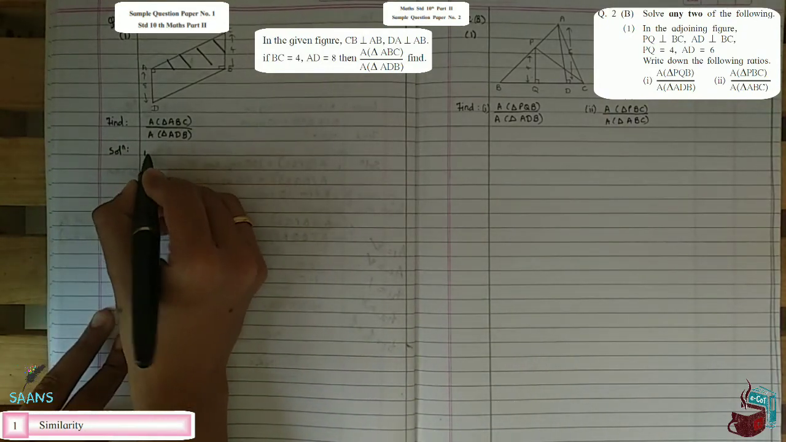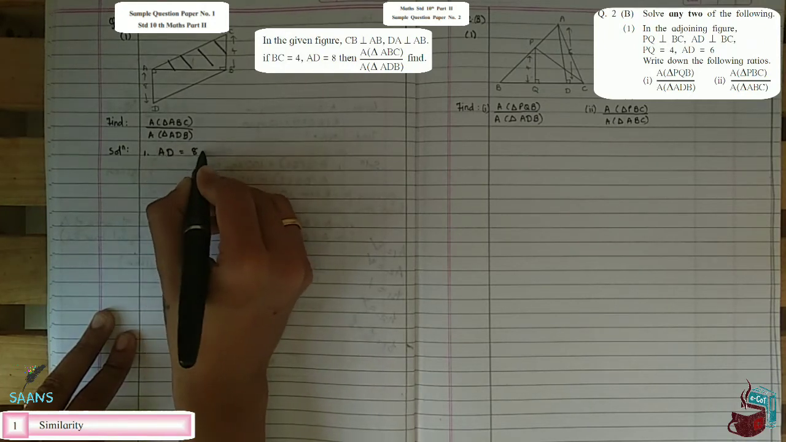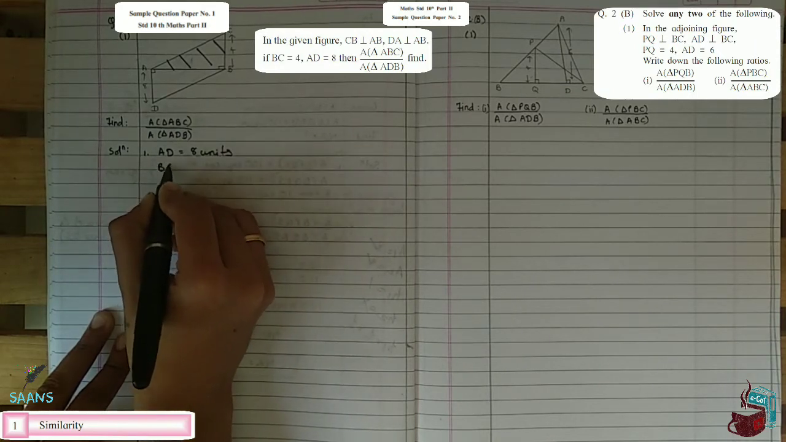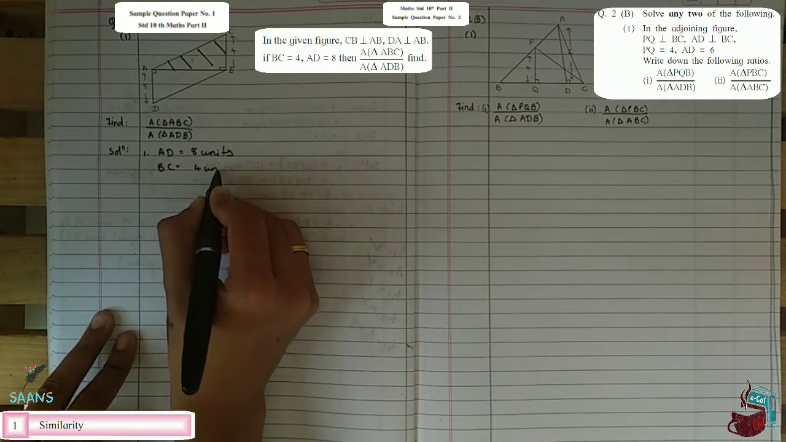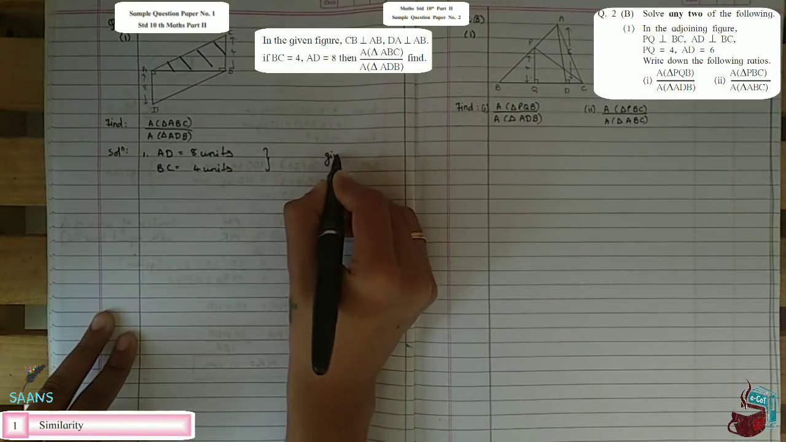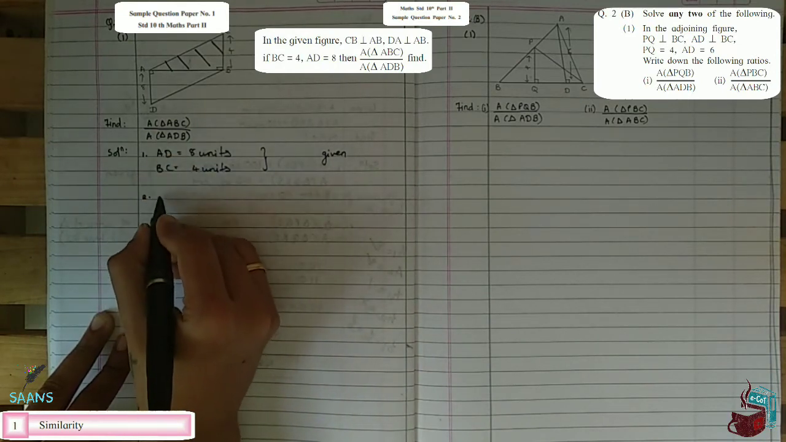As I said, always start with the given. AD is equal to 8 units and BC is equal to 4 units. Given. Second, directly go to the question.